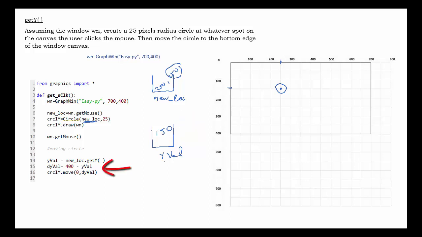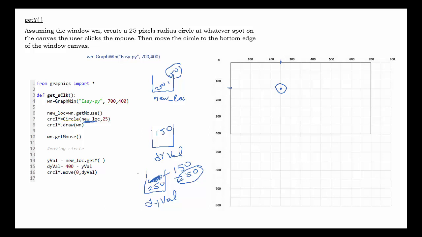Line 15 says I'm going to create another variable. That variable will be called dyval, and inside that variable will be 400 minus yval, and yval is 150. The result of 400 minus 150 is 250. So that number will go and be stored inside dyval. So dyval will contain 250.